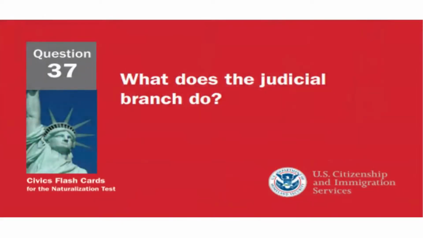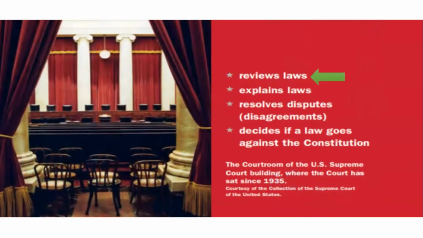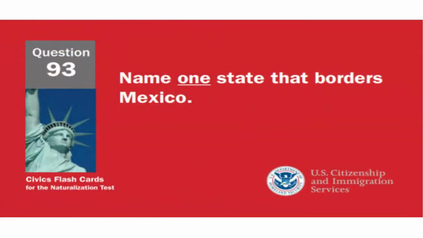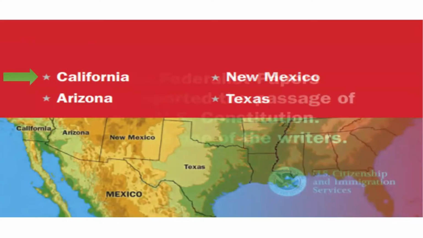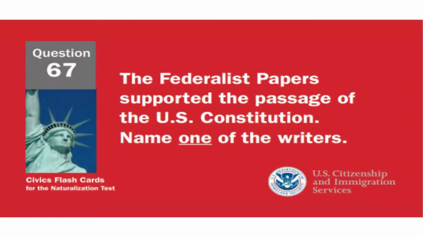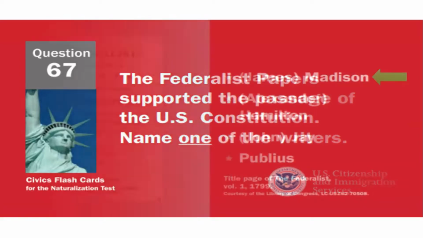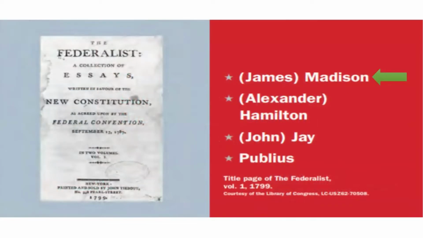What does the judicial branch do? The judicial branch reviews laws. Name one state that borders Mexico. California borders Mexico. The Federalist Papers supported the passage of the U.S. Constitution. Name one of the writers. James Madison.